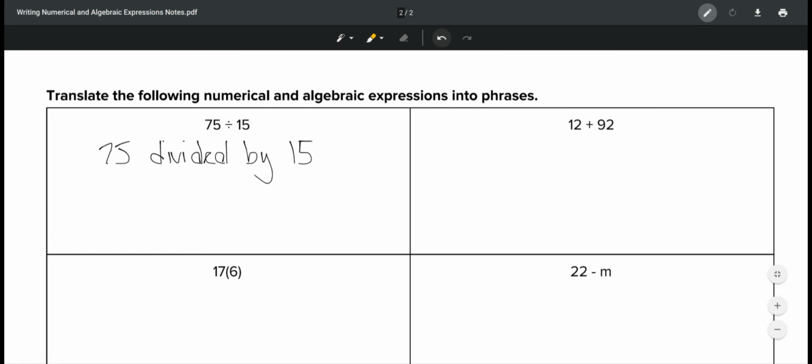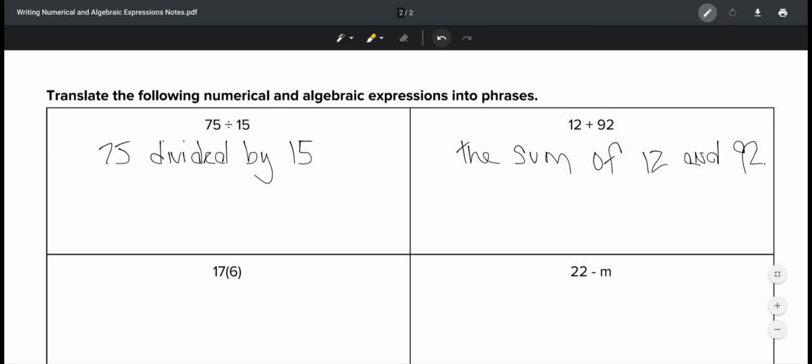So I could say the sum of 12 and 92. I could say 92 more than 12. I could say 12 increased by 92, 12 added to 92, 12 raised by 92, 12 and 92 all together, the total of 12 and 92, 12 and 92 in all. Literally all of those are options you can write. So choose one of them and write it down. I'm going to write this time the sum of 12 and 92. So this time I chose to use the word sum.